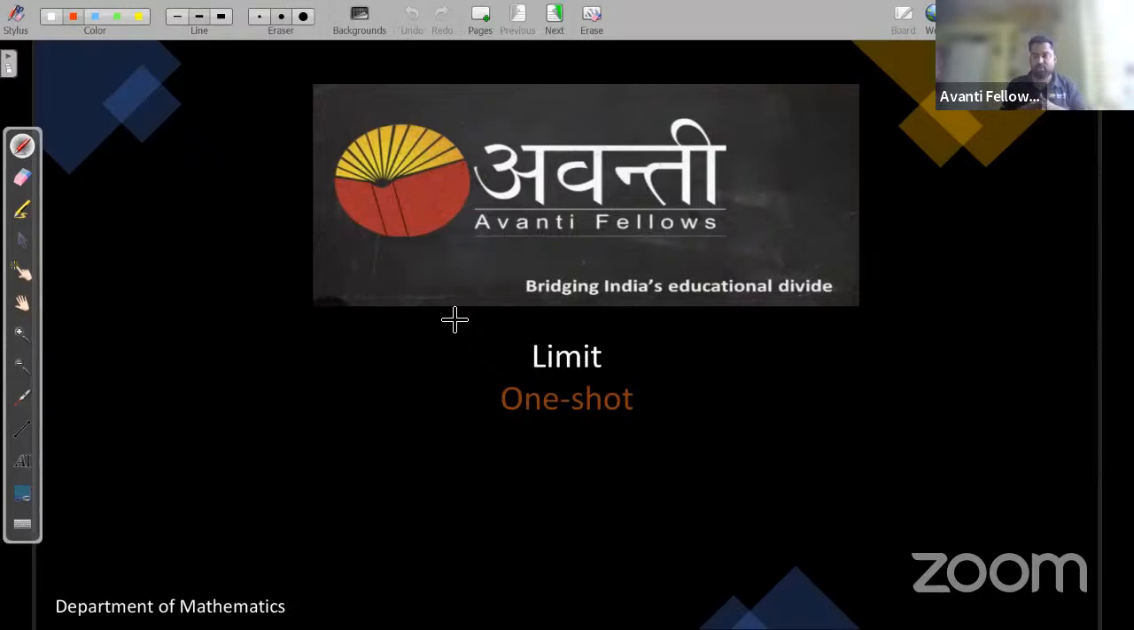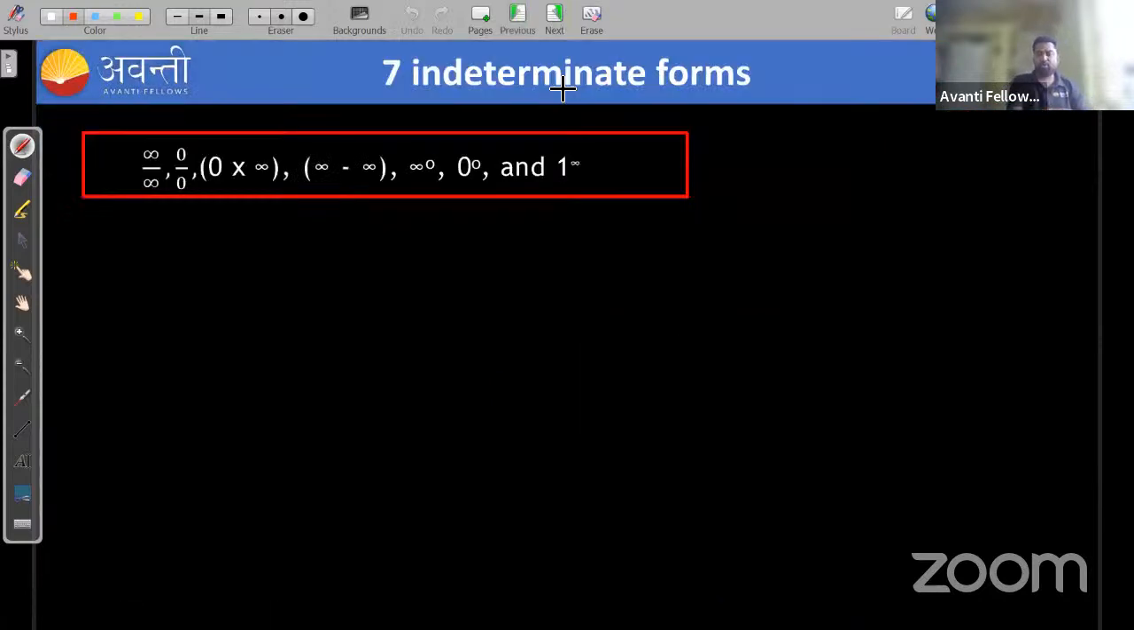So it's good to start our class now. Okay, so let's start limit. We'll focus on 7 indeterminate forms first. How many indeterminate forms in limit do we have? 7 forms: infinity by infinity, 0 by 0, 0 into infinity, infinity minus infinity, infinity to the power 0, 0 to the power 0, and 1 to the power infinity.